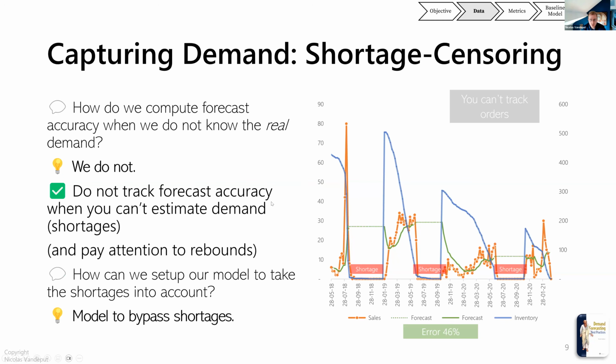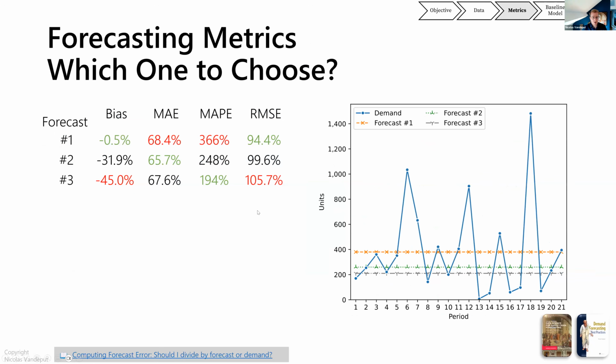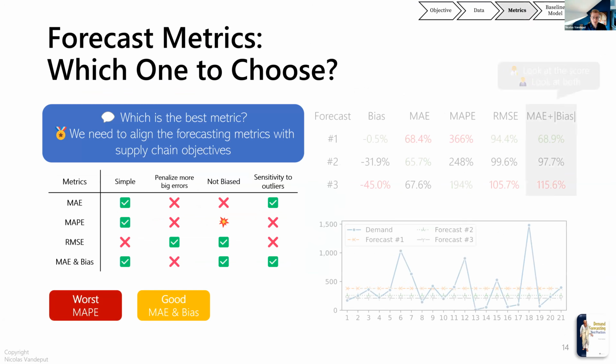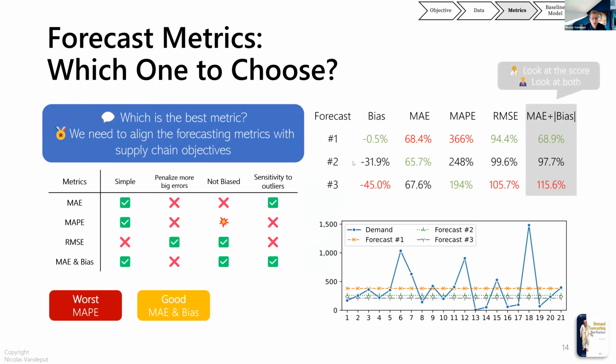Someone else is asking an extra question regarding KPIs. As said, I think looking at the combination of MEE and bias is really the best because it's a very good compromise between accuracy and bias. It's very easy to explain and so on.